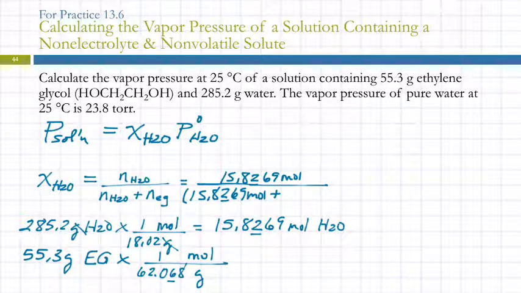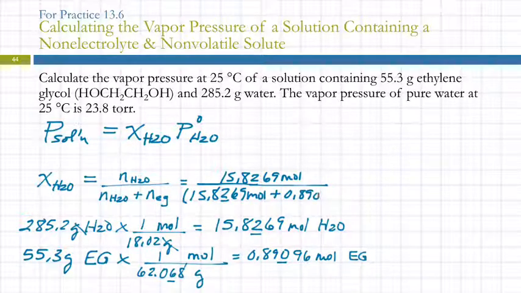So 55.3 divided by 62.068 equals 0.89. The mass had 3 sig figs, so this result needs 3 sig figs, carry 2 extras, and 6 moles of ethylene glycol. So we put that down here.